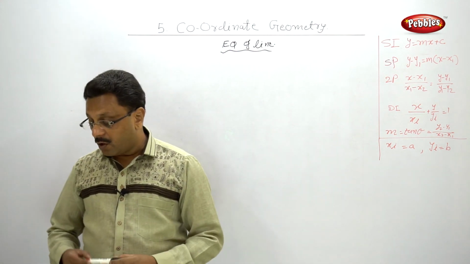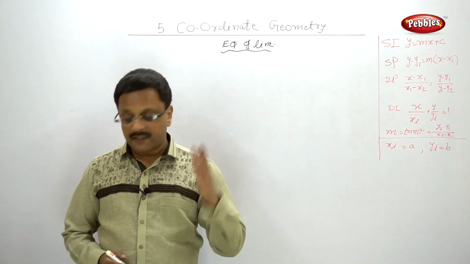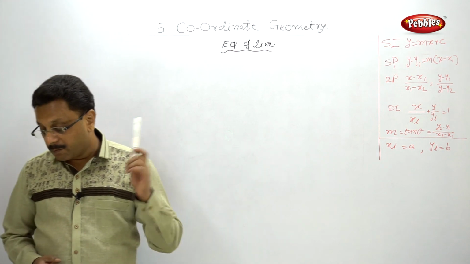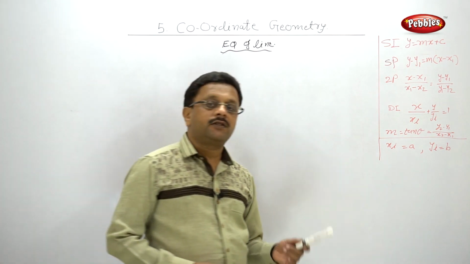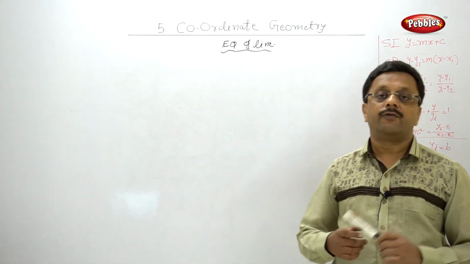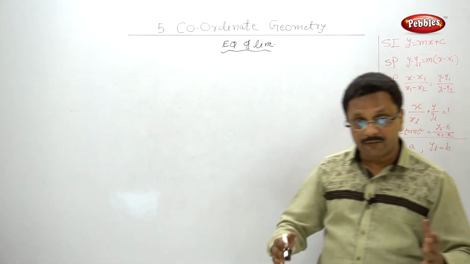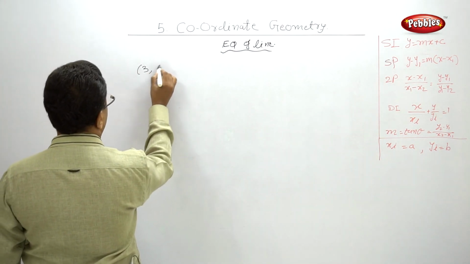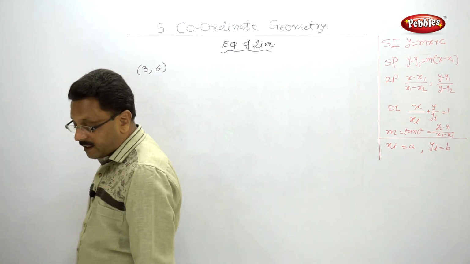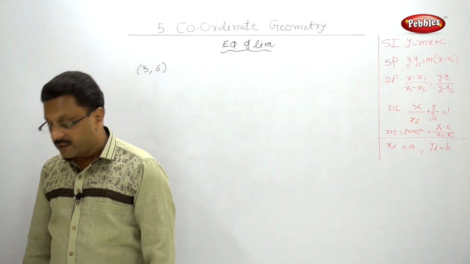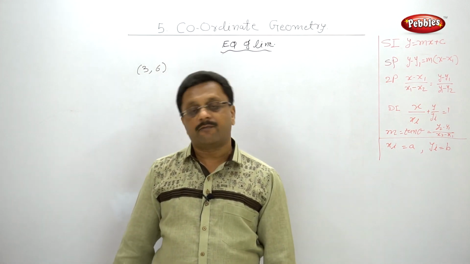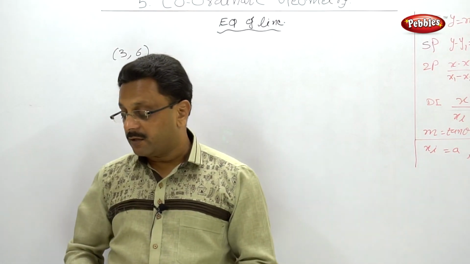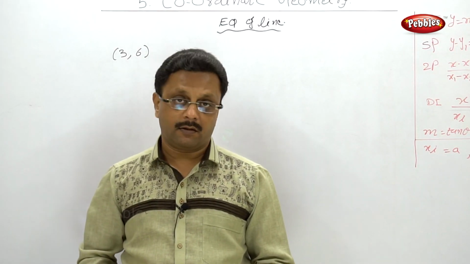Find the equation of the line passing through (3, 6), and making intercepts equal in magnitude but opposite in sign. Now how will you solve this? Let us see what is given first. One point is given, (3, 6). Then two intercepts are given. I told you that you can write either x_i and y_i, or you can write a and b. Now they have given that the intercepts are equal in magnitude but opposite in sign.